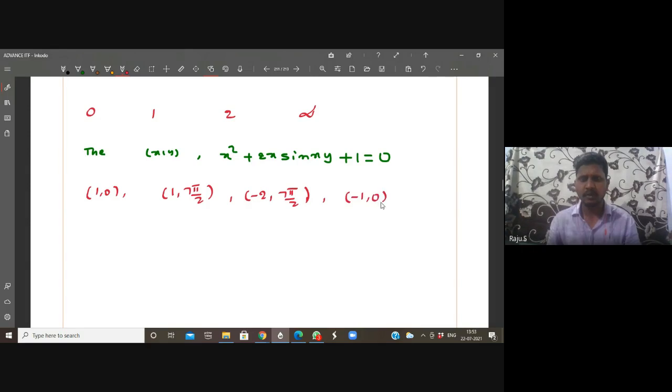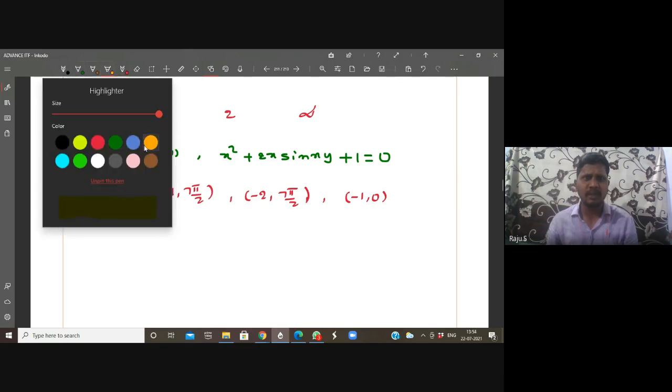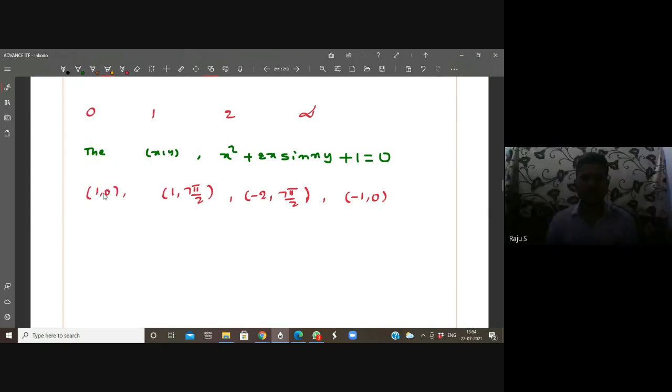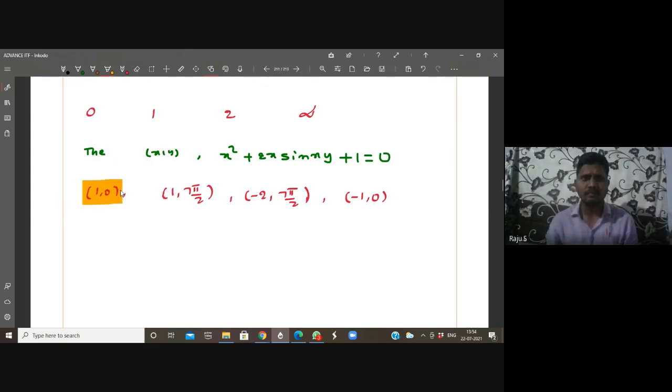Students, I think the first option and the last option are not answers, because sine can take values in radians. When I substitute y as 0, sine 0 is 0, so x square plus 1 is equal to 0. It is not possible for the first option and the last option.